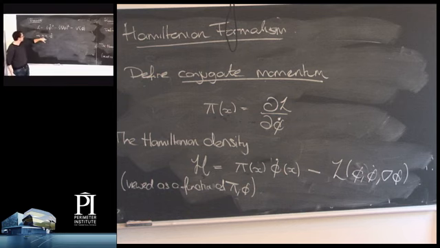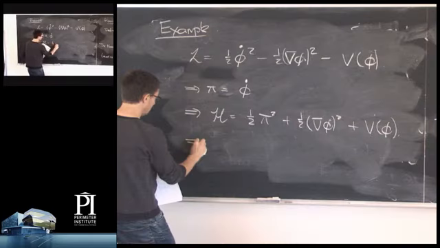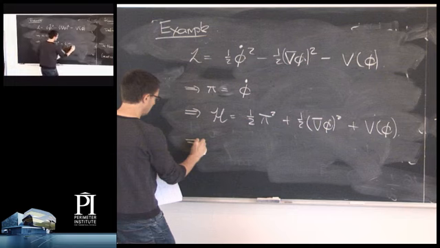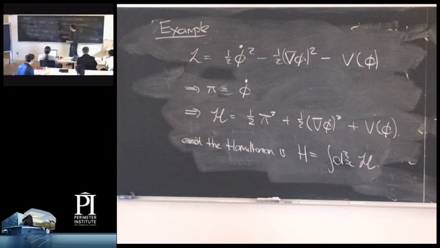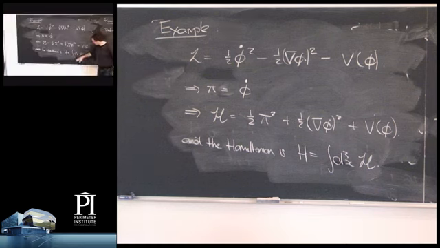So in this case, it's very clear that the momentum conjugate to phi is just phi dot, which means that the Hamiltonian density, I should say, is given by the following function, and the Hamiltonian you get by integrating the density over 3 space, just like for Lagrangians and Lagrangian densities.